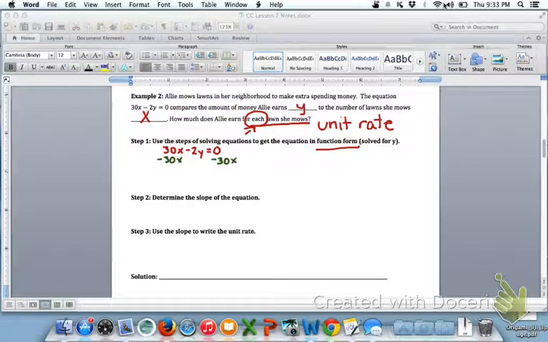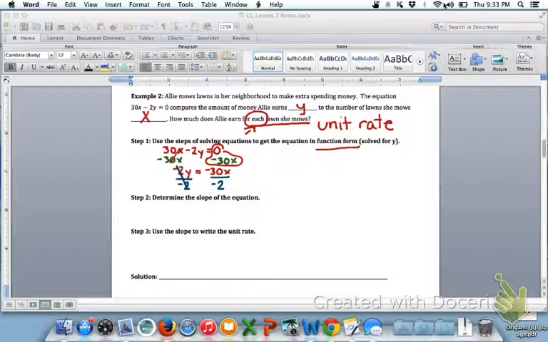Those will cancel, and that leaves us with negative 2y is equal to negative 30x, because 0 plus negative 30x just gives us negative 30x. And then we need to get the y by itself, so we're going to divide by negative 2. And we want to do that on both sides to keep it equal. That will cancel the coefficient of negative 2.